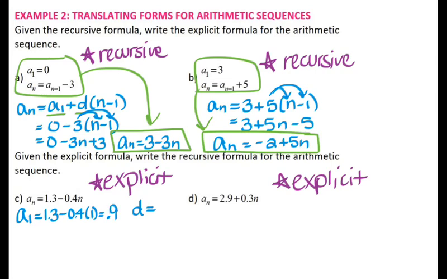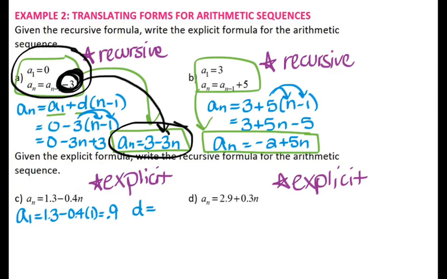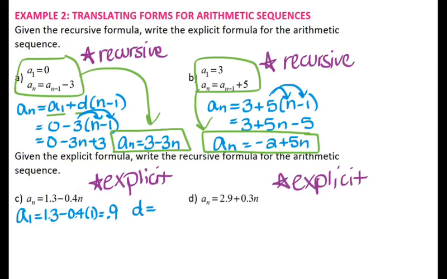Now if we go back to this example over here, looking at this to this, our common difference ended up being that minus 3. And if we look at where it is in our explicit formula, that minus 3 is what's sitting right in front of the n. So your common difference in an explicit formula is always what is in front of n. So in this case, my common difference is the negative 0.4.